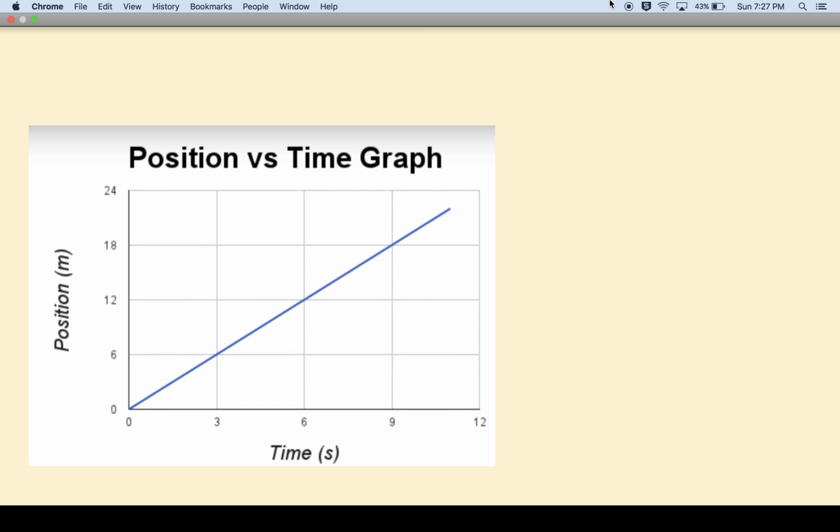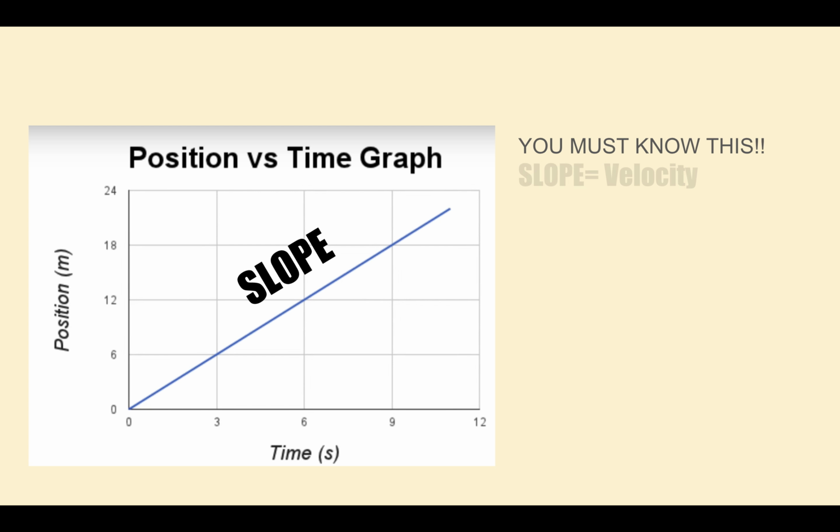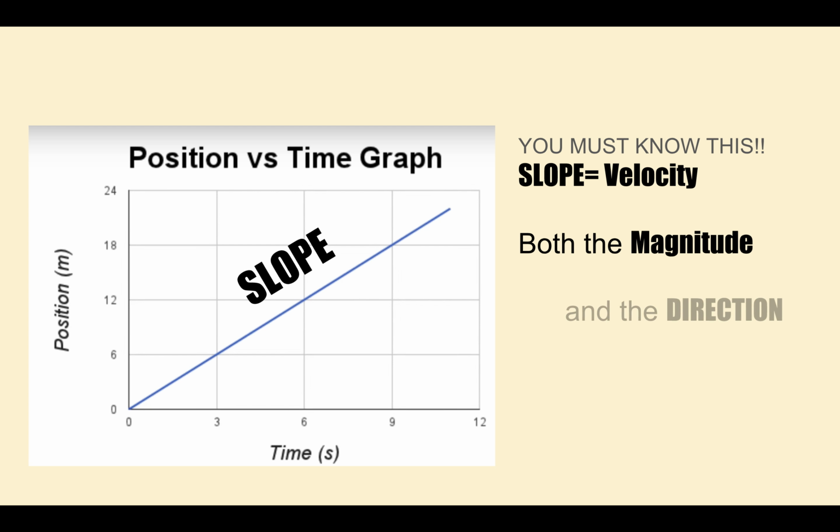We started with position time graphs, and we saw straight linear lines, and I hope everyone recognizes this as a constant speed. So we look at the slope of the graph to tell us not only about what the object is doing, is it constant speed, speeding up, slowing down, but also about the direction. The slope gives us both of those pieces of information. So you must know this: the slope of a position time graph is going to equal the velocity. Remember, it tells us not only the speed, which is the magnitude, but also the direction.